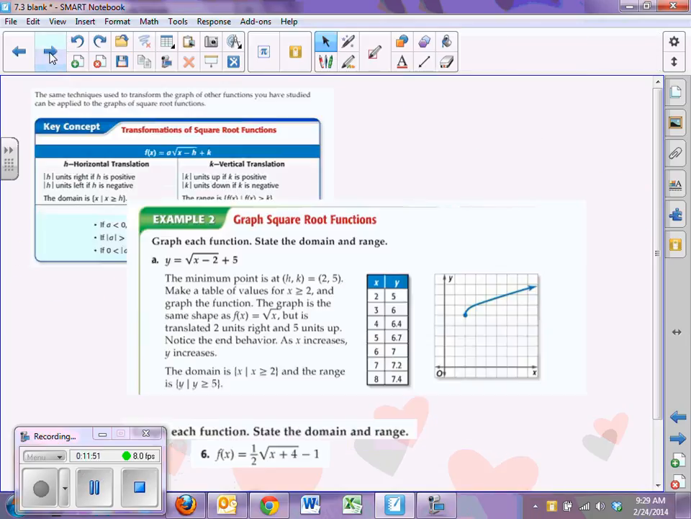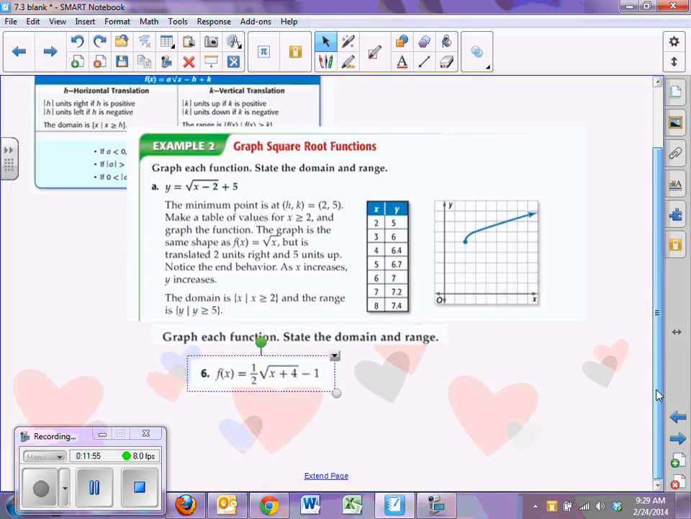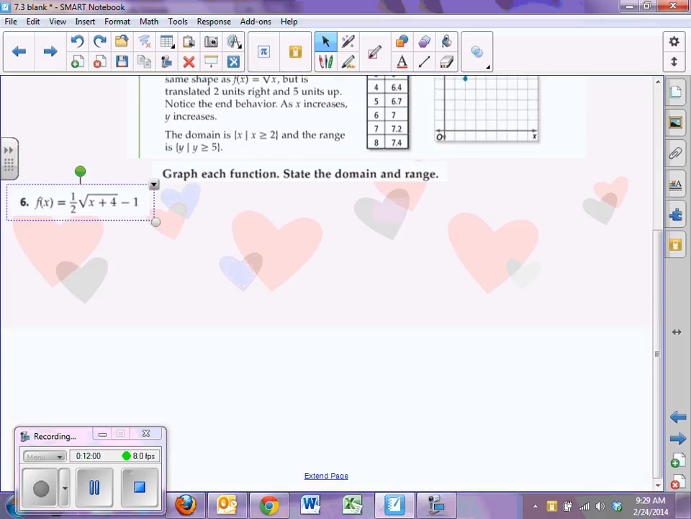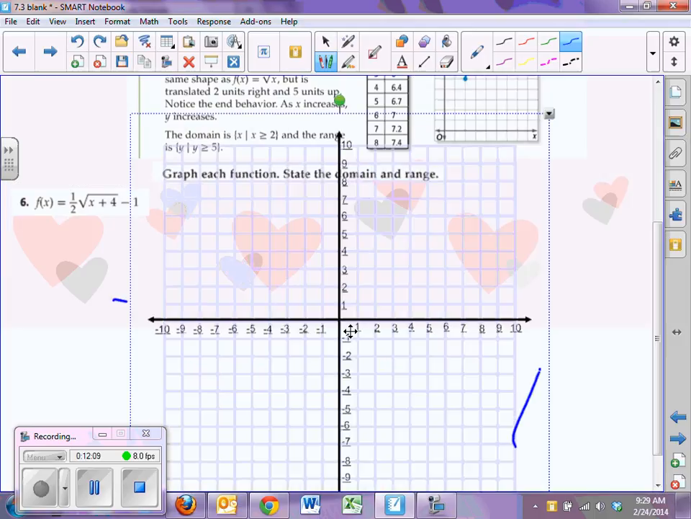Okay, they want us to keep doing the same thing. Graph it and then state the domain and range. Now they plot a bunch of points. I think that's a waste of time. I'm just going to shift up, down, left, and right and make adjustments for that 1/2. So let's pull up some graph paper. Don't forget, I need to see this on graph paper.